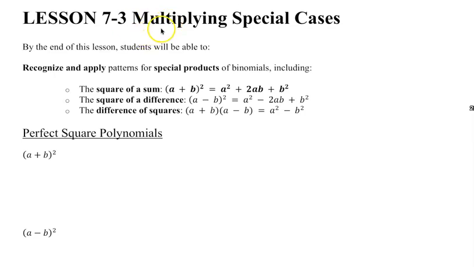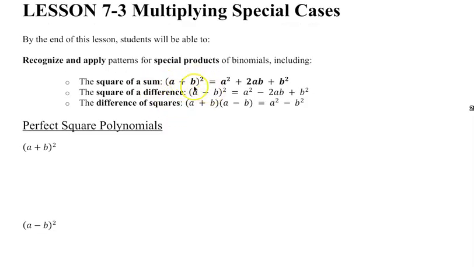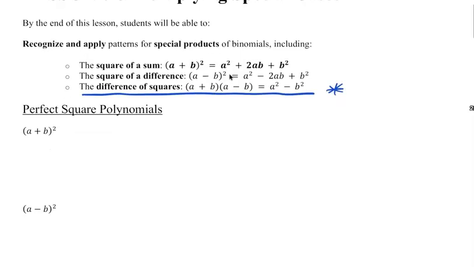So in this lesson, we're going to talk about multiplying special cases. By the end of the lesson, I should be able to recognize these patterns. Now, honestly, some of these are more important than the others. Like the top two, square of a sum and square of a difference, save you a little bit of time. But the bottom one, that one's the key one. That one we're going to use a lot. Okay, let's get into it.